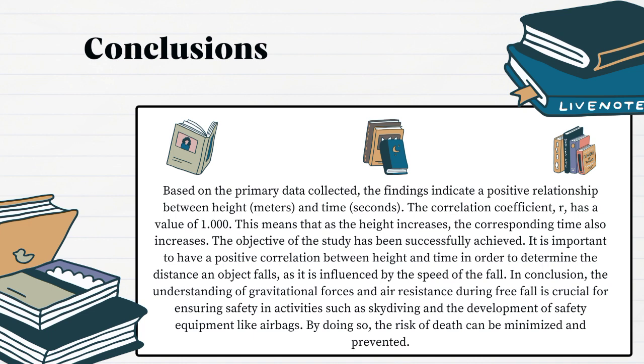So, for the conclusion, based on the primary data collected, the findings indicate a positive relationship between height in meters and time in seconds. The correlation coefficient R has a value of 1.000. This means that as the height increases, the corresponding time also increases. The objective of the study has been successfully achieved. It is important to have a positive correlation between height and time in order to determine the distance an object falls, as it is influenced by the speed of the fall.